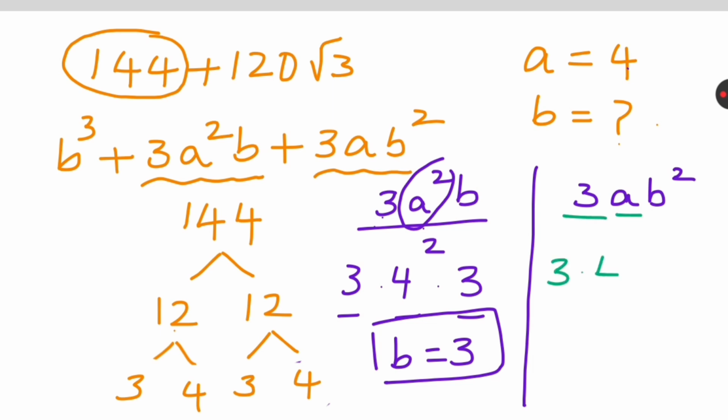We decided a as 4. Just write 4. So we are done with 3 and 4. Still we have 3 times 4. That is our b square. So 3 times 4 which is nothing but 12.